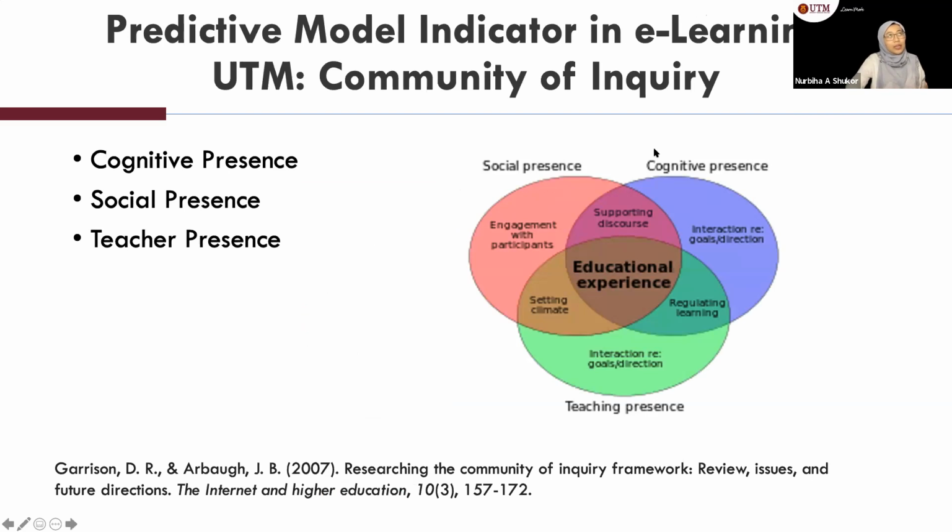Ini dia punya underlying theory yang membuatkan prediction ni tadi. This means that if the students are socially present and cognitively present, then they are not at the risk of dropping out. Tapi kalau their cognitive presence and social presence are low, then the system will prompt the students and the teacher that they are at the risk of dropping out.